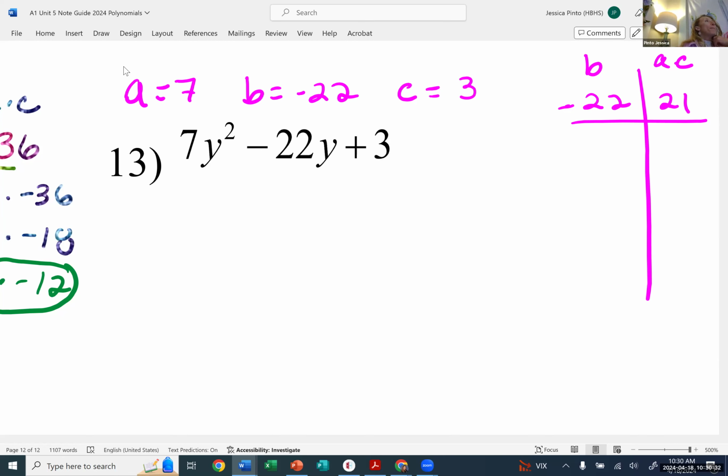I have the positive 21. I need a number that will multiply to a positive and then add to negatives. The meaning of this is we need 2 negative numbers. 2 negatives multiply to make a positive. That's going to be negative 1 times negative 21.